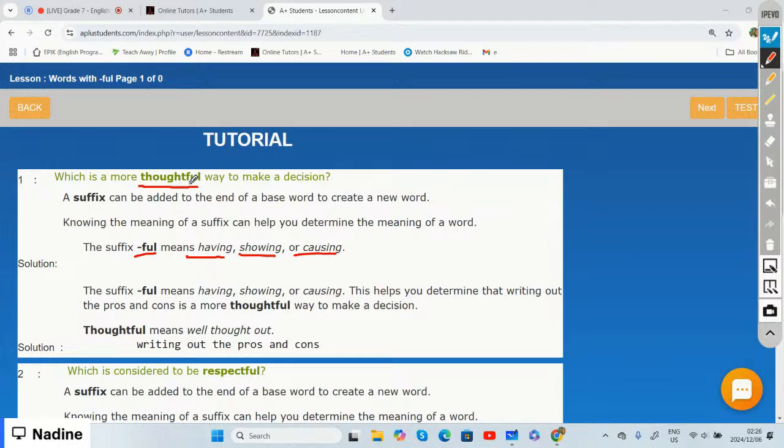So it means that something thoughtful, or thoughtful means it is well thought out, which means that if we were to answer the question, which is a more thoughtful way to make a decision, it is writing out your pros and cons, or thinking about the pros and the cons of something.